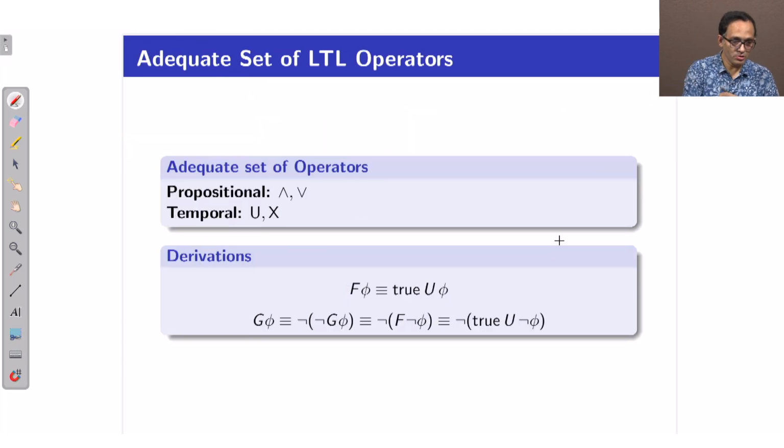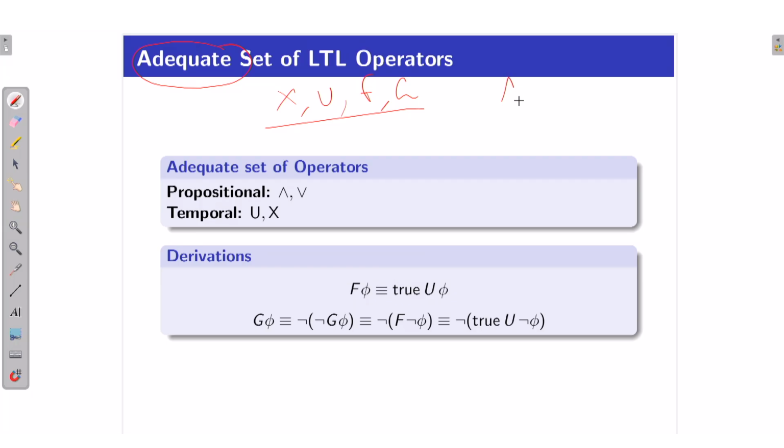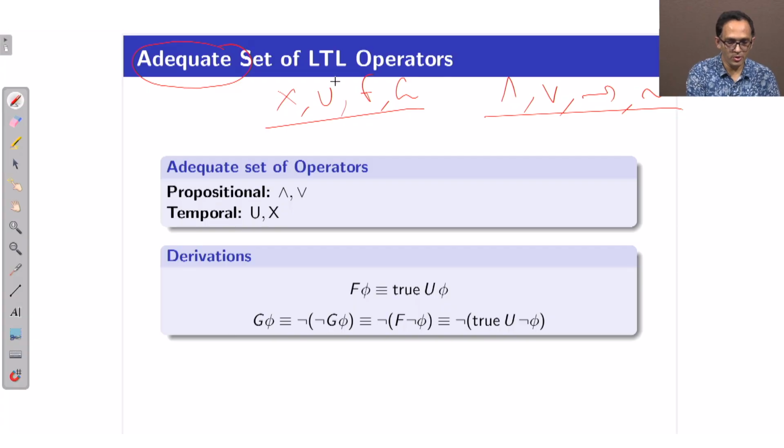It is very important to note what an adequate set is. We have already talked about four temporal operators, X, U, F and G, and you have Boolean operators and, or, implication and not. What I am saying is that I don't need all the operators. If you take U and X, that is sufficient. The temporal operators U and X are adequate, and similarly and, or is adequate, which you already know: I can represent any Boolean formula using only and, or.